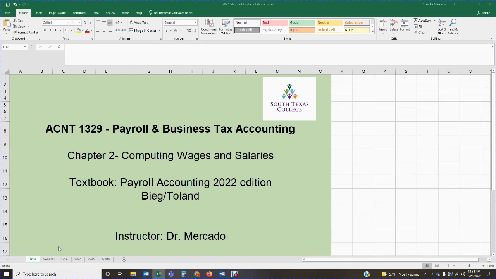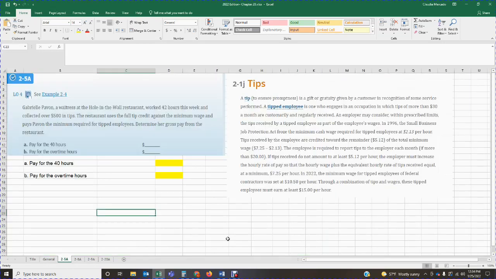So in this particular lecture, I am going to tackle problem 2.5. Okay, problem 2.5 deals with tips. It says Gabrielle Pavin, a waitress at the Hole in the Wall restaurant, worked 42 hours this week and collected over $500 in tips. The restaurant uses the full tip credit against the minimum wage and pays Pavin the minimum required for tipped employees. We have to determine her gross pay from the restaurant.